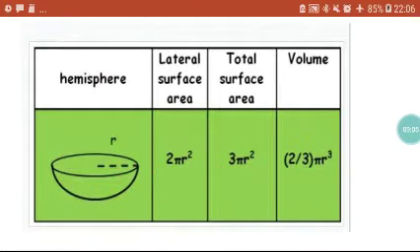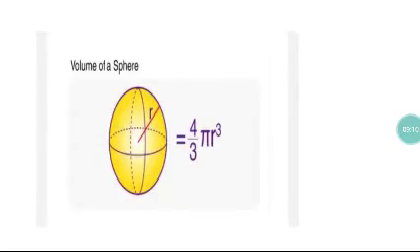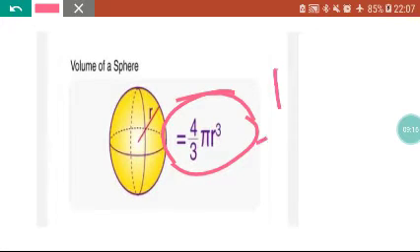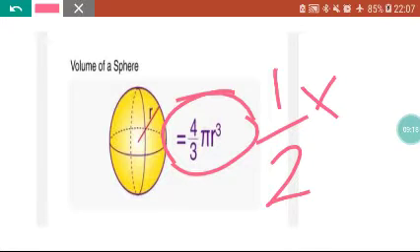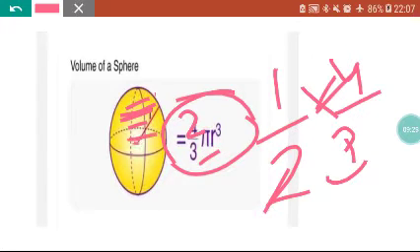Then where is the volume of a sphere? Here is the volume of a sphere: 4 by 3 pi r cube. So when I discuss the hemisphere, it will become 1 by 2 into 4 by 3 pi r cube. So the 2 will cancel. It will become 2 by 3 pi r cube in the case of hemisphere. So learn all these formulas.